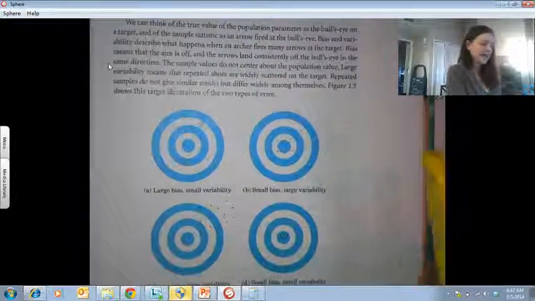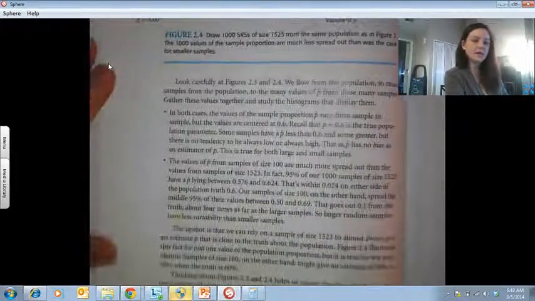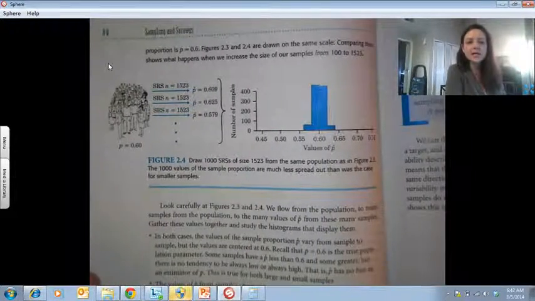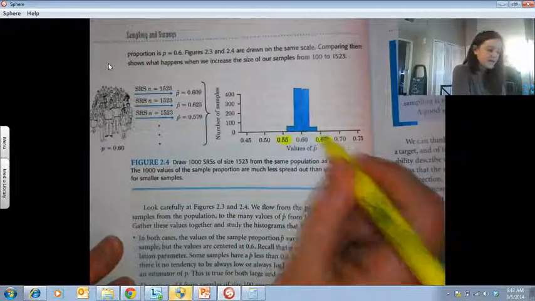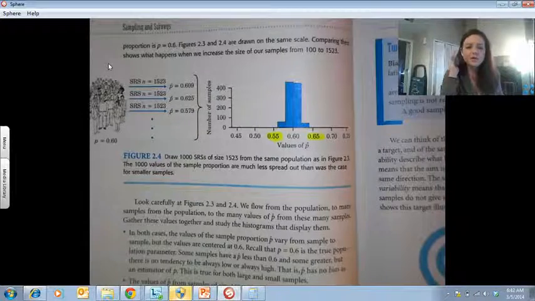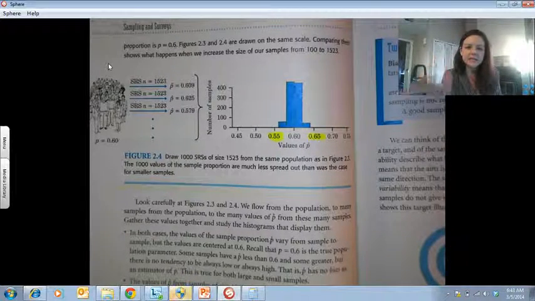If we turn the page, here at the top of page 88, it shows you a sample when they take, instead of just 100 people, 1,523 people. If that is your sample size, your simple random sample size of that many people, look, your variability is going to be between 0.55 and 0.65. So your variability is a lot smaller than it was when we were looking at a sample size of only 100. So that's a huge idea that we're going to talk about. So you need to remember that.